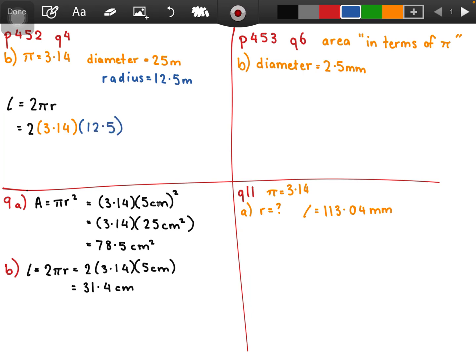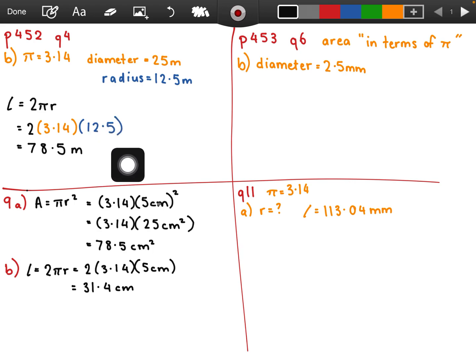Here again, instead of pi, I'm filling in 3.14 because they asked me to do that in the question. And then r for radius, I'm filling in 12.5. Here we can multiply those together and we see that my circumference is 78.5. And what's my unit? It's meters. It's still a length, so it's meters. So that's our answer to question 4 there.